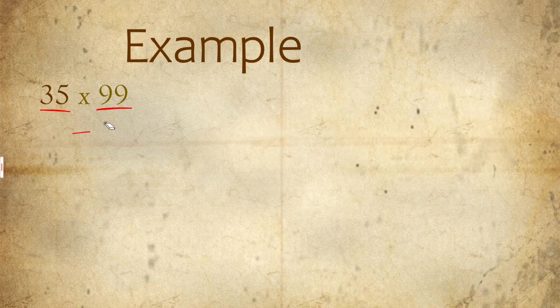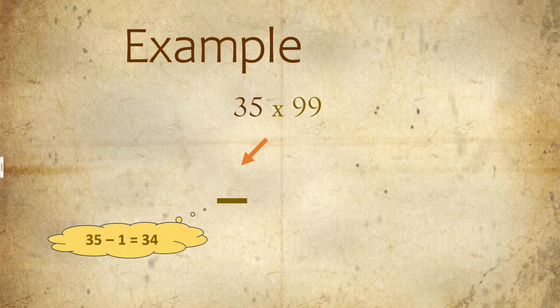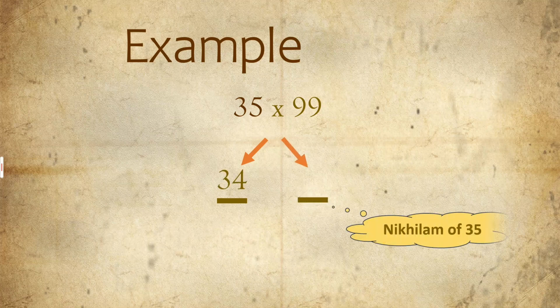We need these digits to be equal to apply the equal digits of 9 rule. Right? So the equal digits of 9 rule does apply over here, because the digits are equal, both have two digits. So we're going to separate the answer into two parts. The first part is 35 minus 1, that is 34. Simple. The second part is basically the nikhilam of 35.